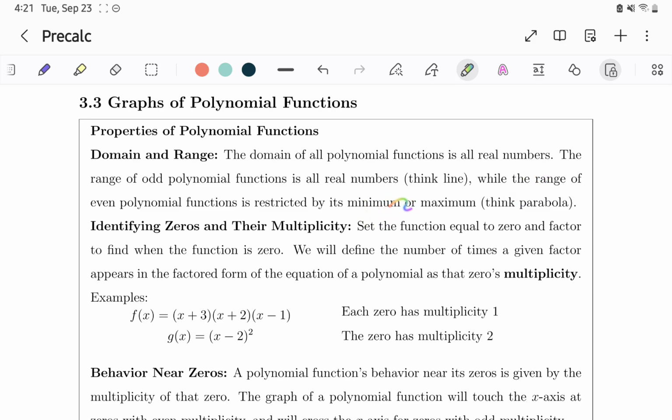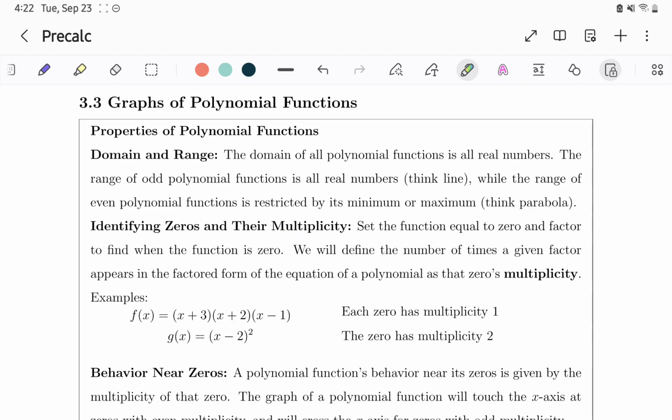In the case that the leading coefficient of an even degree polynomial function is positive, then the range is going to be whatever that minimum value is for the even degree polynomial function to infinity. And in the case of an even degree polynomial function with a negative leading coefficient, the range is going to be from minus infinity to whatever its maximum value is. And again, here we can think about the graphs of parabolas. Okay, so that's domain and range for polynomial functions.